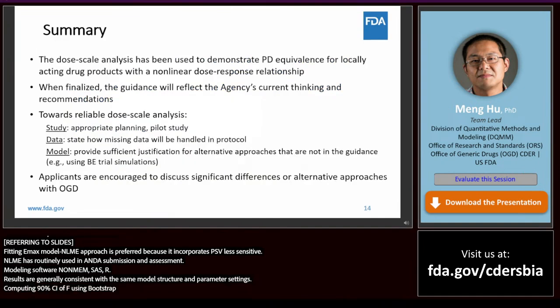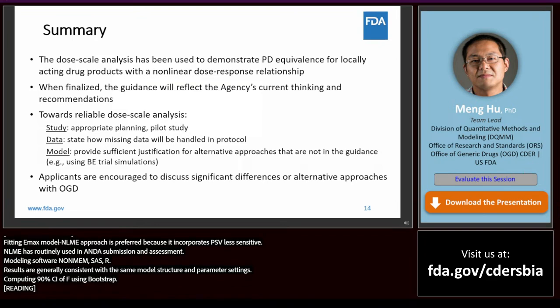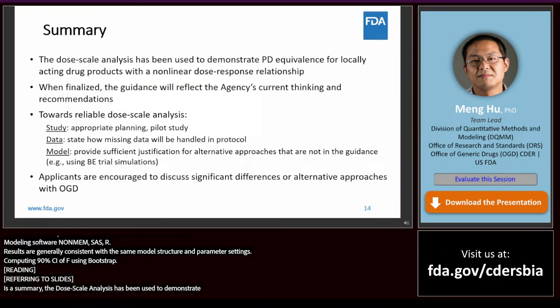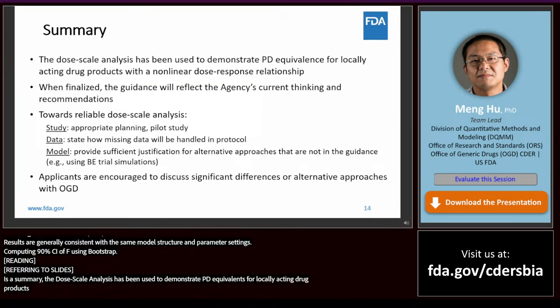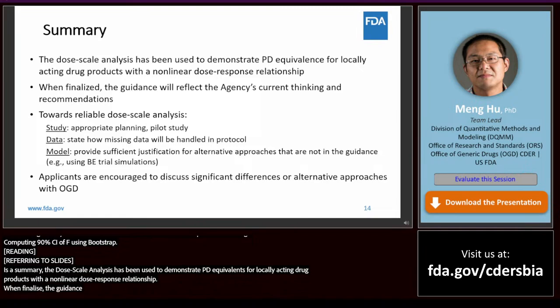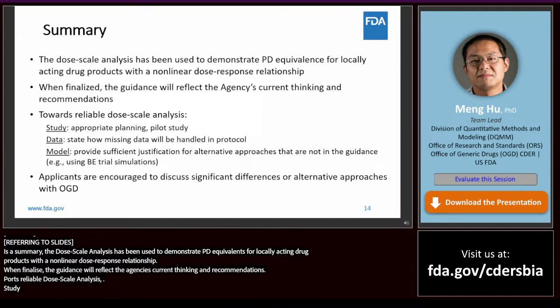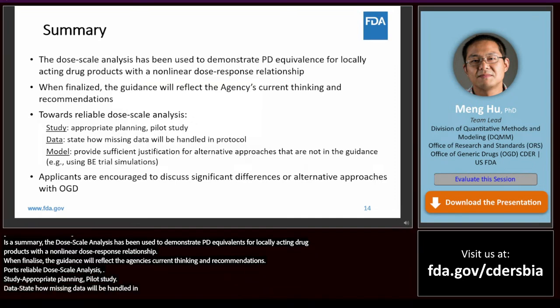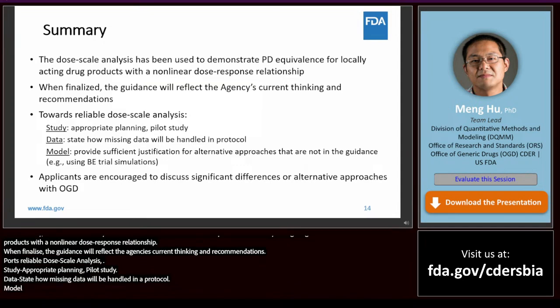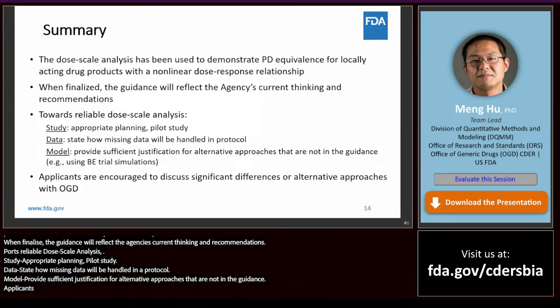As a summary, dose scale analysis has been used to demonstrate PD equivalence for locally acting drug products with a nonlinear dose-response relationship. And FDA's guidance reflects the agency's current thinking and recommendation. Towards reliable dose-scale analysis, applicants should have appropriate planning, including a pilot study for your study, and state how missing data will be handled in the protocol, and also provide sufficient justification for alternative approaches that are not in the guidance. Applicants are encouraged to discuss significant differences or alternative approaches with OGD.